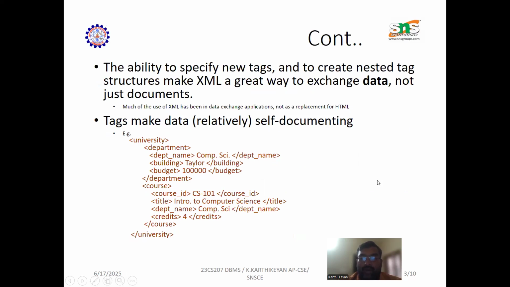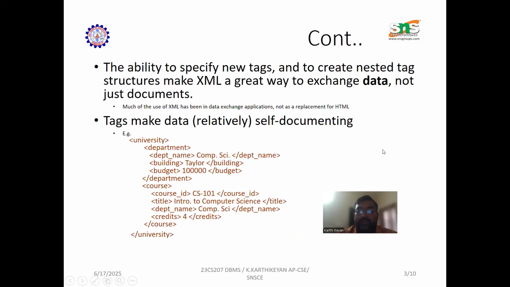So this is one other way. The ability to specify new tags and to create nested tag structures makes XML a way to exchange data, not just documents. Much of the use of XML has been in data exchange applications, not as a replacement for HTML. So the tags make the data self-documenting.